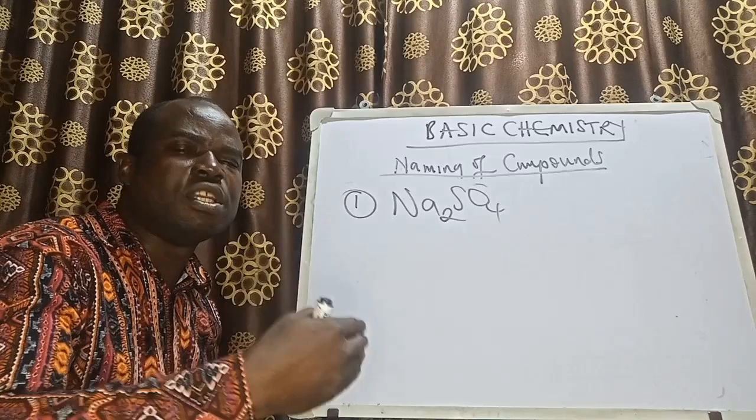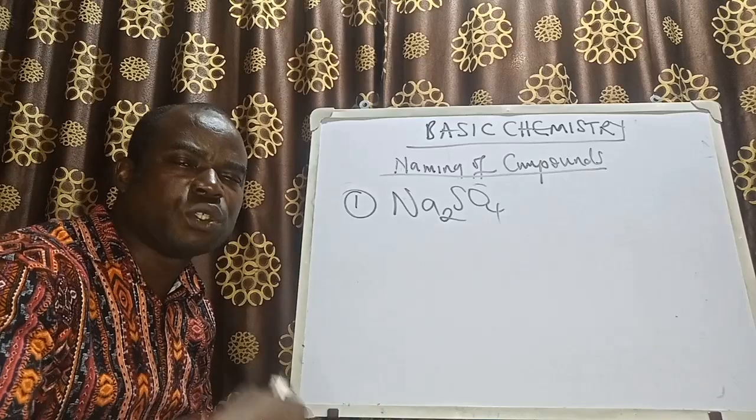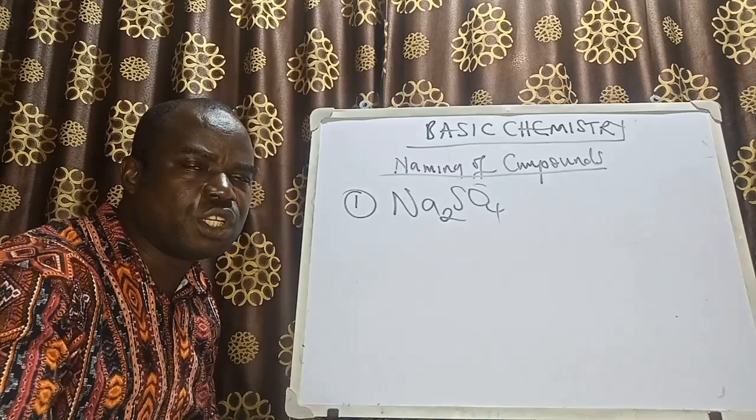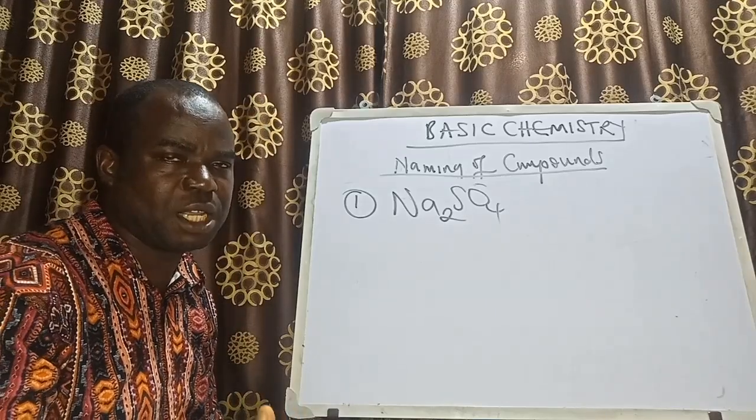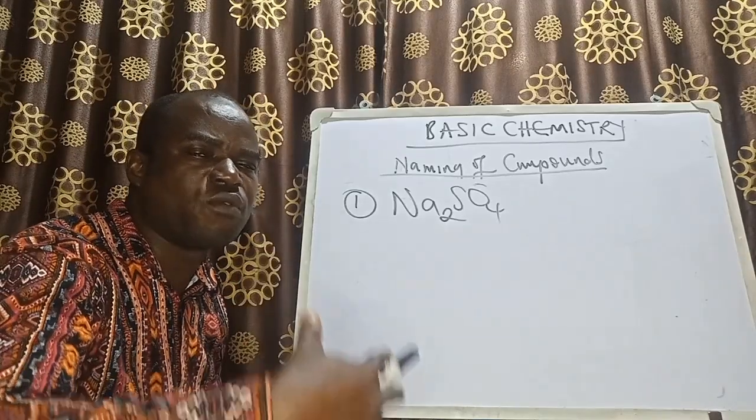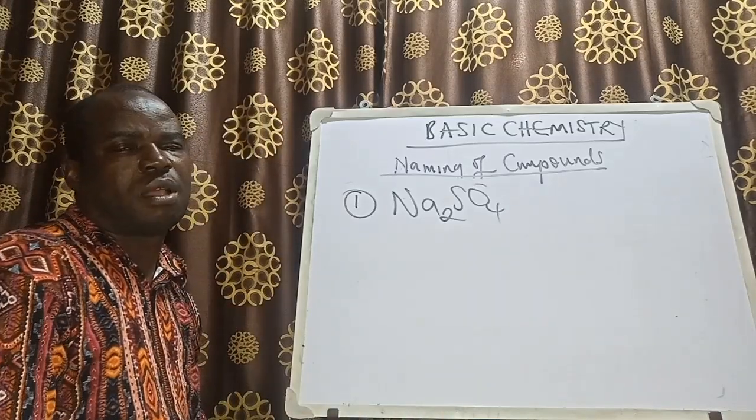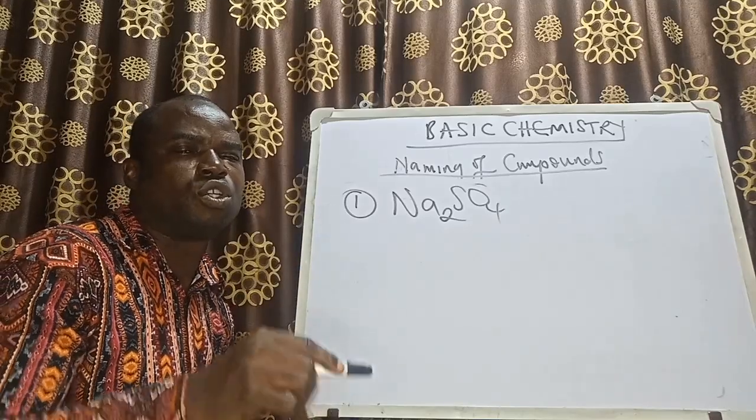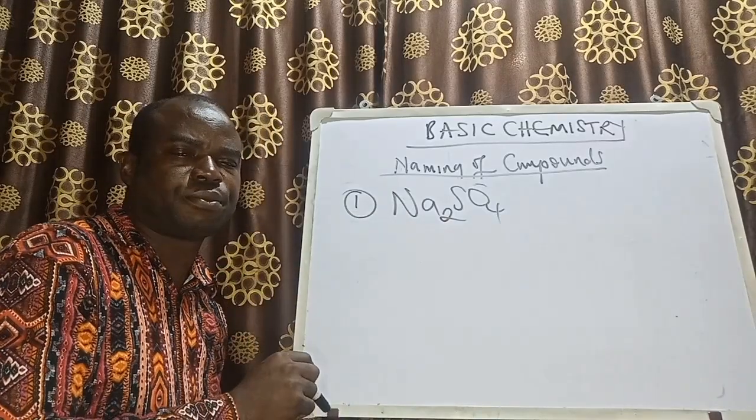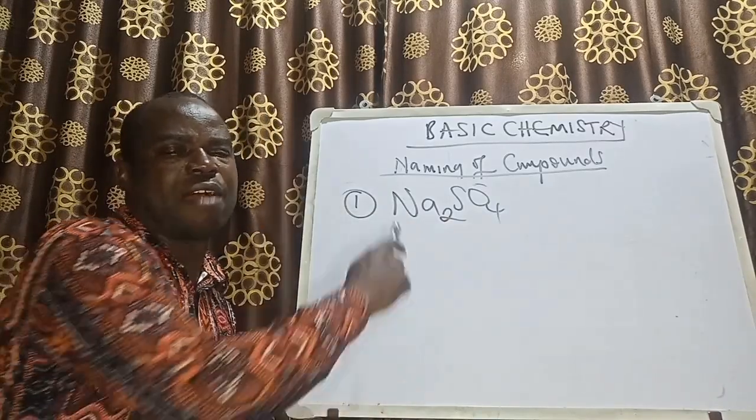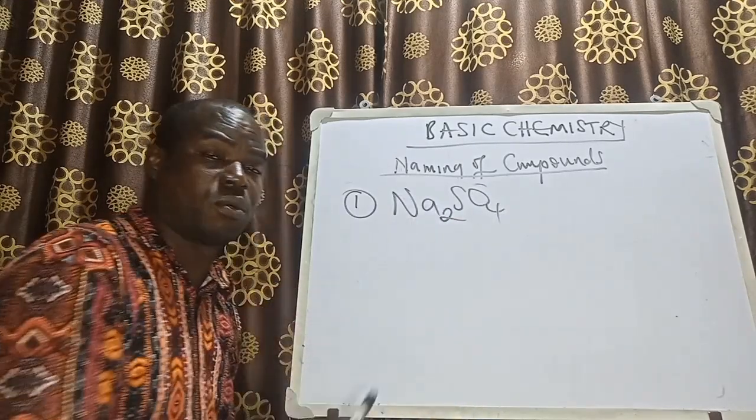So if you want to name the compound, you will calculate what we call the oxidation state of the element that is in the middle. Take note of why I explained it. We will calculate the oxidation state of the element in the middle. How do we do that? We will look at the oxidation numbers of the other elements in the compound. Now I have sodium, I have oxygen, so I will use the two to solve for sulfur.